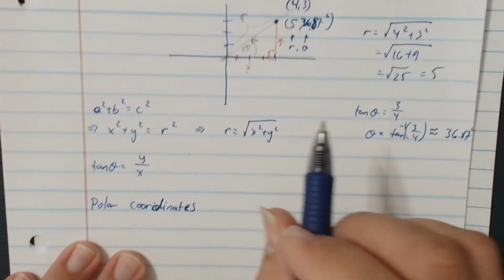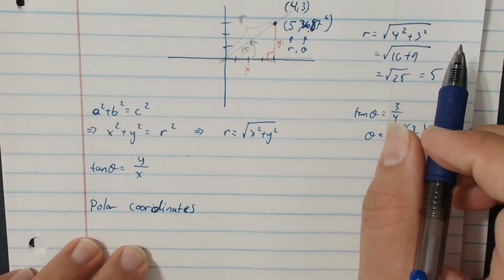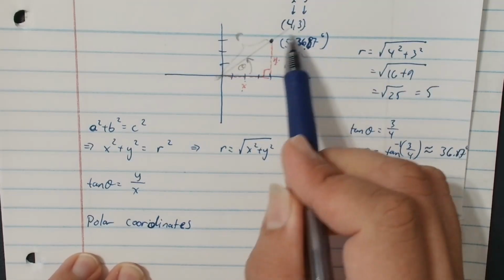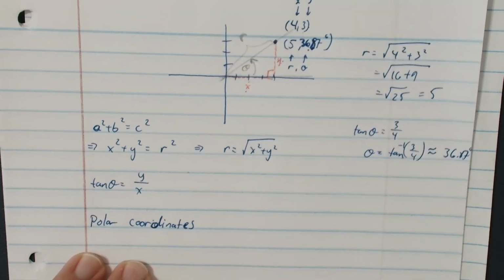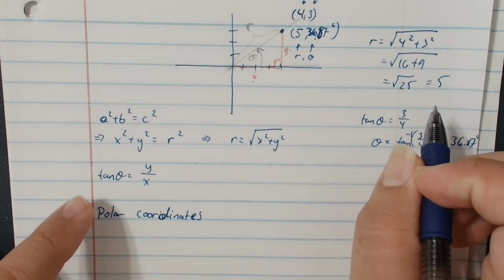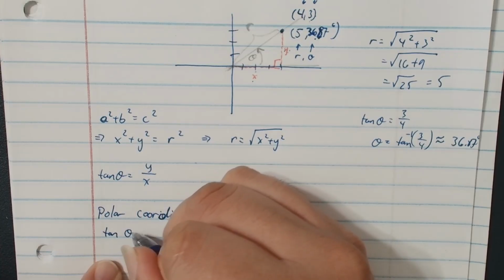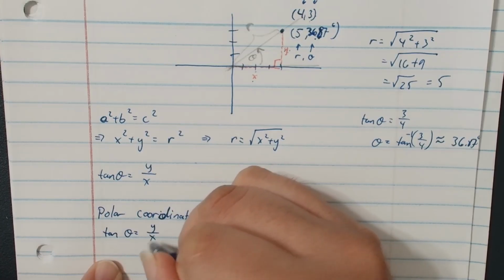Polar coordinates. We have a few equations that help us convert back and forth between polar and our traditional rectangular coordinate system, our traditional x and y. You've seen 2 of them already. Here we have the tangent of theta is equal to y over x.